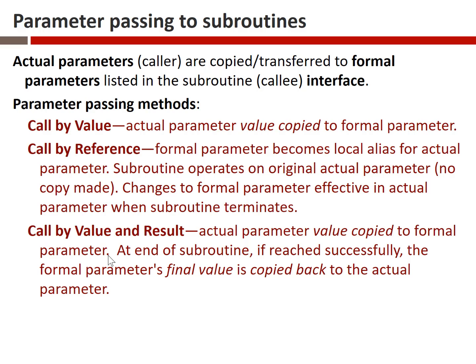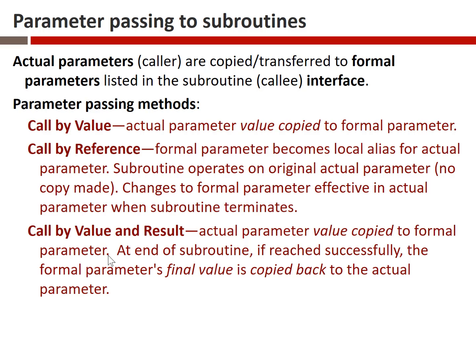Because to be clear, there are only two things that could happen here. Number one, you get to the end and it gets copied back to the original. The only case in which it doesn't get copied back to the original is if you end the program, like you terminate the program because of an error. And in that case, it kind of doesn't matter anyhow because you just ended the program. But I can't really give you a good reason why you would ever use call by value and result and not just use call by value, except to say that it is an option available to you.